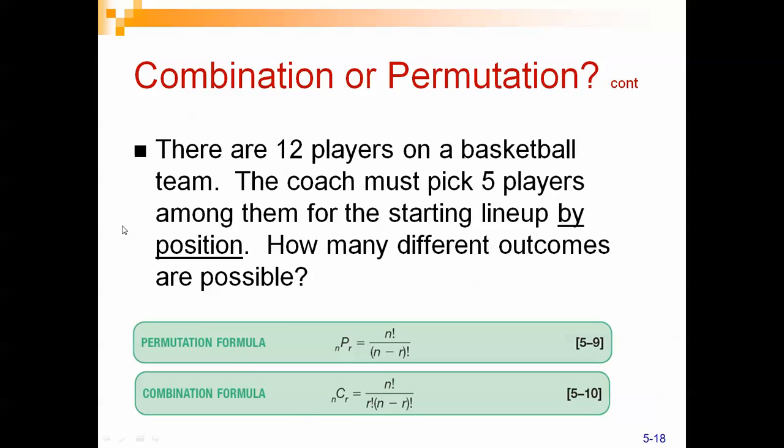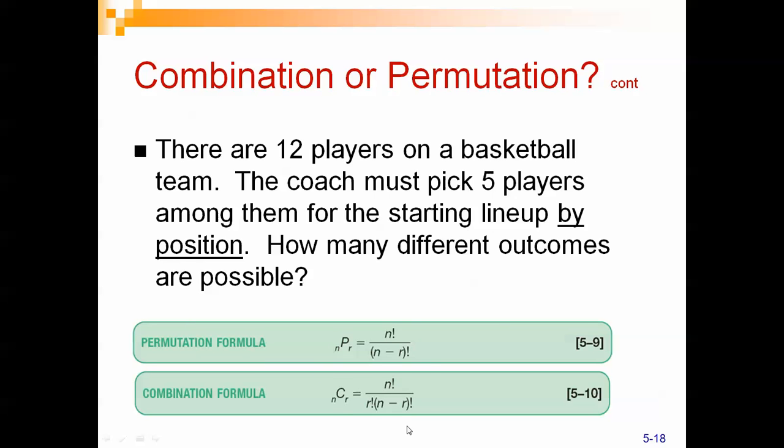Here there are 12 players on a basketball team. The coach must pick 5 players among them for the starting lineup by position. How many different outcomes are possible? Well, in this case, the order does matter because we're going to do a starting lineup by position. In this case, we would pick the permutation.